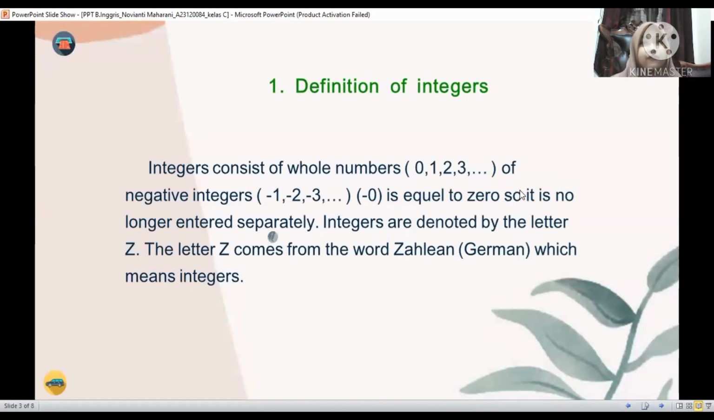The first, definition of integers. Integers consist of whole numbers 0, 1, 2, 3, and so on, and negative integers, negative 1, negative 2, negative 3, and so on. Negative 0 is equal to 0, so it is no longer inserted separately. Integers are denoted by the letter Z. The letter Z comes from the German word Zahlen, which means integers.